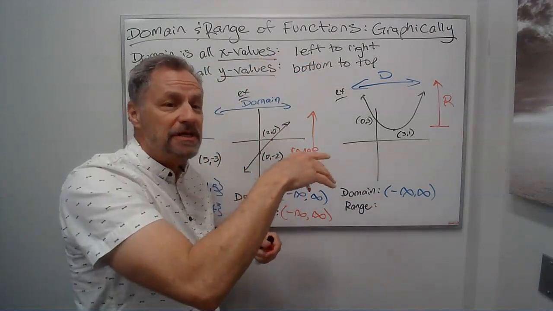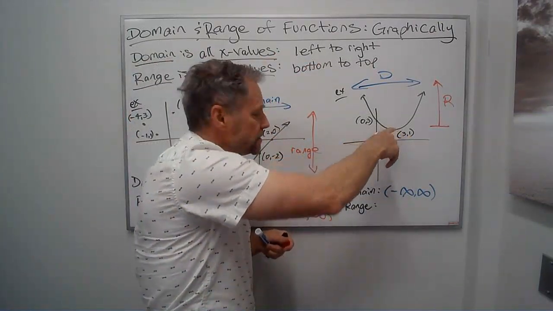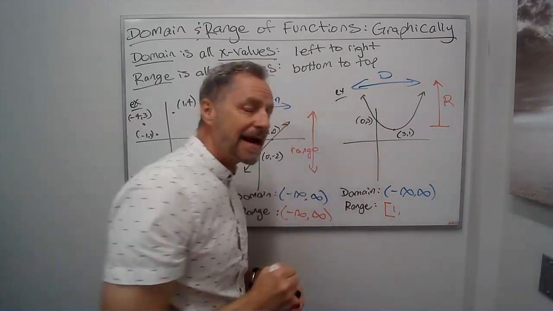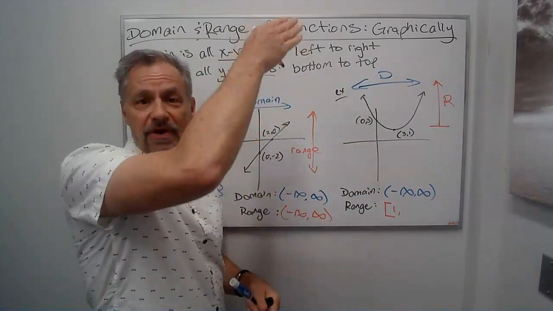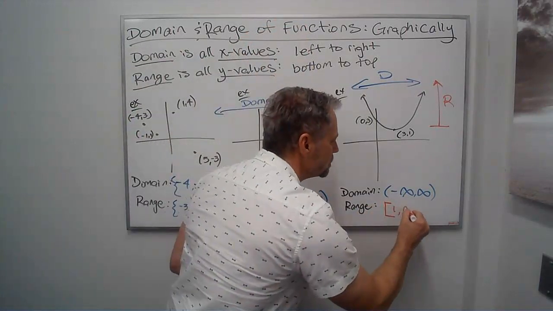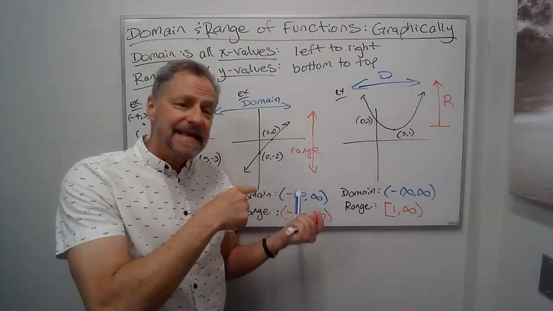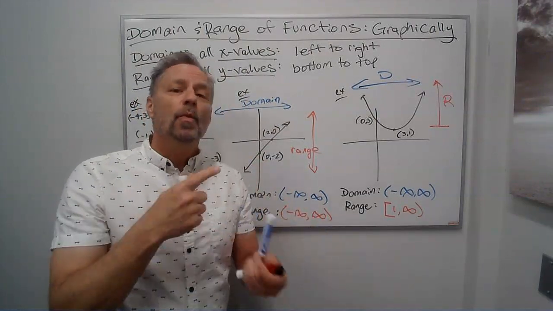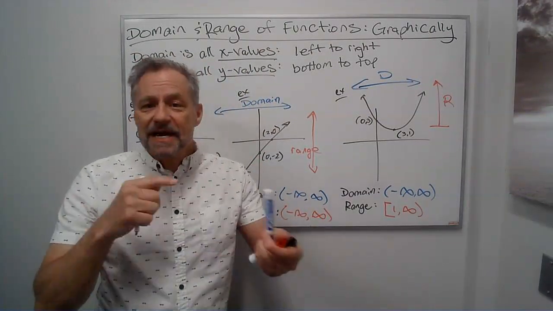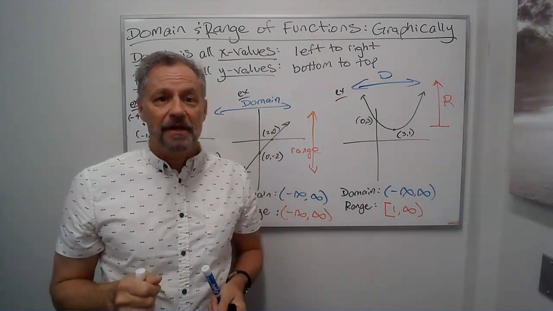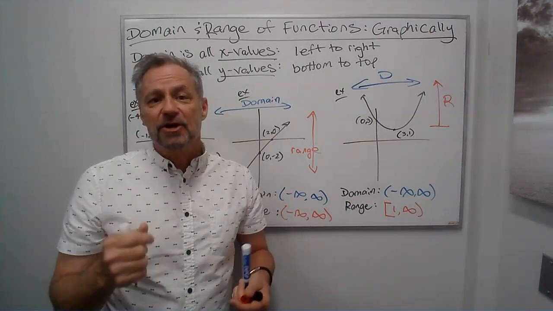The smallest y value is 1. It includes the value 1, so we use a bracket right there. And then it goes up forever, so again to infinity. And that's some examples of how you do domain and range. Work with these, practice these, a lot of different variations you'll see, because you can have an infinite number of graphs. But work with it, and I think it'll come to you pretty quickly.